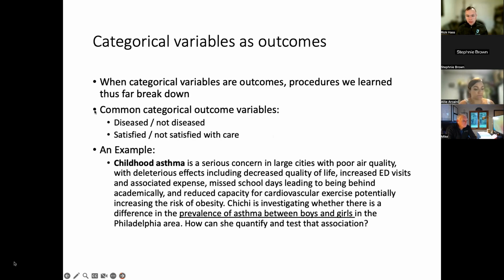So, as usual, we'll take our example from the text. We're dealing with some stuff that goes on in larger cities. So childhood asthma, right, is associated with poor air quality. There's all kinds of, I don't have to explain to you, things that happen to kids who experience this. So, putting that aside, Chi-Chi is now going to investigate whether there's a difference in the prevalence of asthma between boys and girls in the Philly area. And so that's what she wants to know.